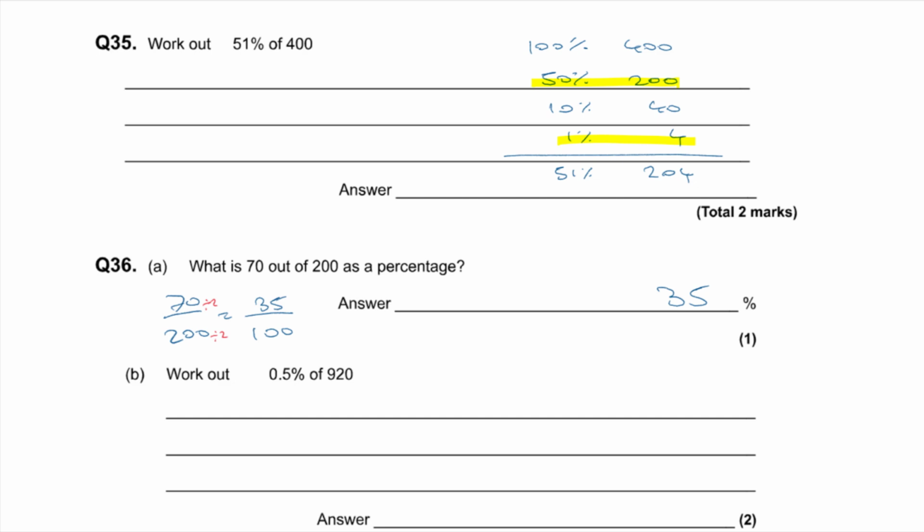B, work out 0.5% of 920. 100% is equal to 920. 10% is going to be a tenth of that, that's 92. 1% is going to be a tenth of 92, which is 9.2. And then 0.5% is going to be half of 1%. So what's half of 9.2? Well, half of 9 is 4.5. Half of 0.2 is 0.1. So 4.5 and 0.1 is 4.6, isn't it? So 4.6 is half of 9.2, and that's my answer. It's going to be 4.6.